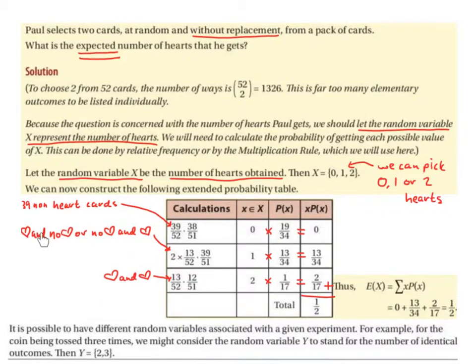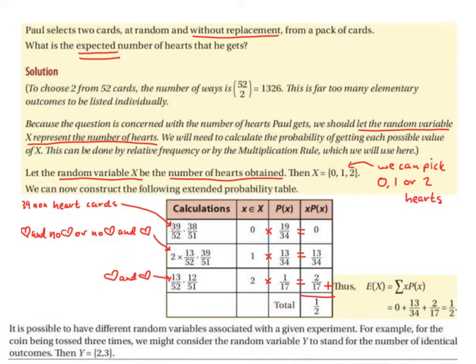And means multiply and or means add. So at this point we would usually add on the probability of no heart and heart, but it's actually the exact same as the probability of heart and no heart. So we can just multiply by 2. But if you want to write it out the long way, that's no problem. Multiplying these together, we get 13 over 34, and 1 times 13 over 34 is 13 over 34.